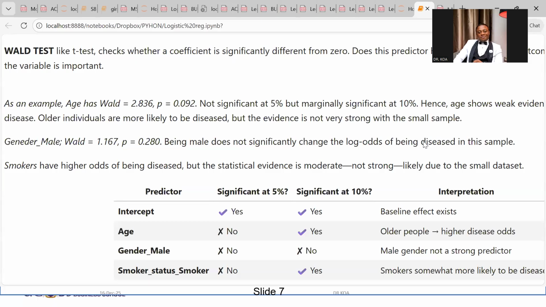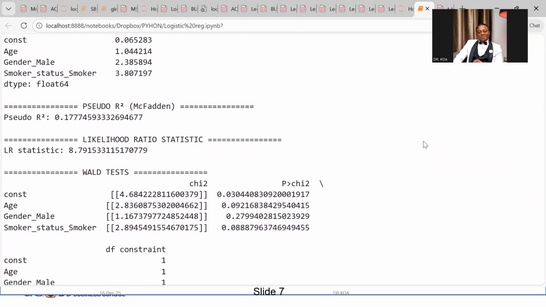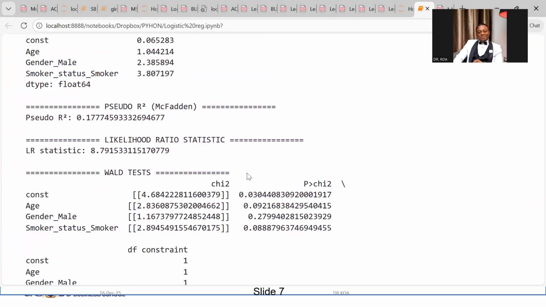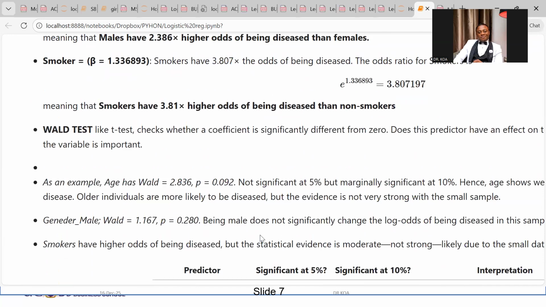using the Wald test. Let me go back here and show you something about the Wald test. If you check it, this is the coefficient we are dealing with. This is not a coefficient, it's a t statistic, and this is a p-value. You can see that the p-value for the constant is 3%, for the age is 9%, for the gender is 28%, and for the smoker is almost 9% as well. So the Wald test is not giving us a very good deal.